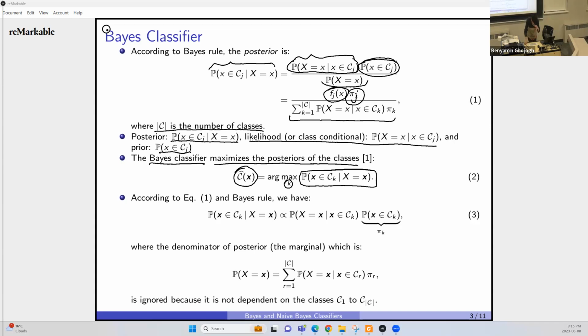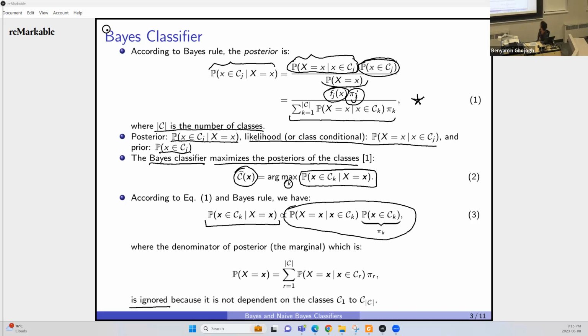Now, according to equation 1 and Bayes' rule, we have this. What is this? Probability of X being in Ck given X. We can write that it is proportional to the numerator of the Bayes rule, right? So we are ignoring the denominator, where the denominator of the posterior, which is this, is ignored.